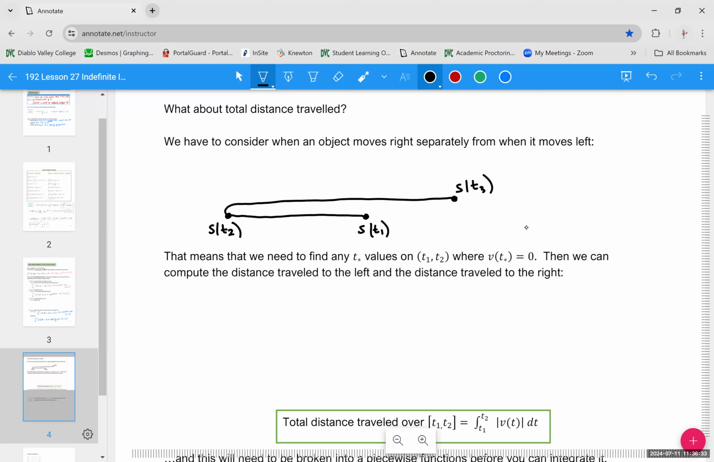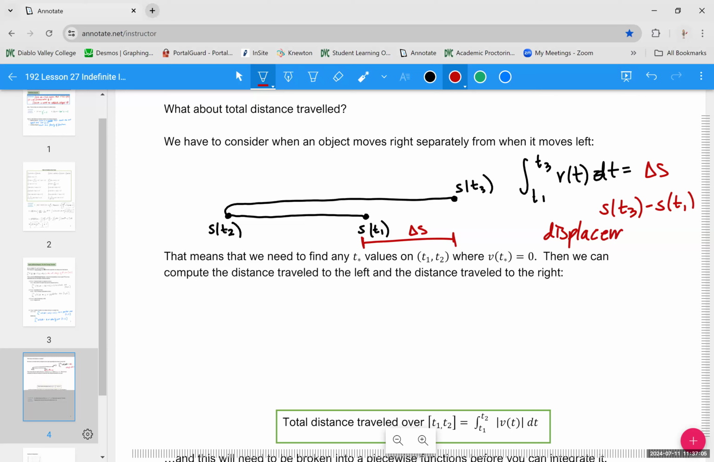Okay. If we were to integrate that velocity from T1 to T3, we are only going to get this distance right here. Right? That is the change in position. That is S of T3 minus S of T1. Remember, we called that displacement way back in the original lesson about this. Okay. That does not give us the total distance traveled.